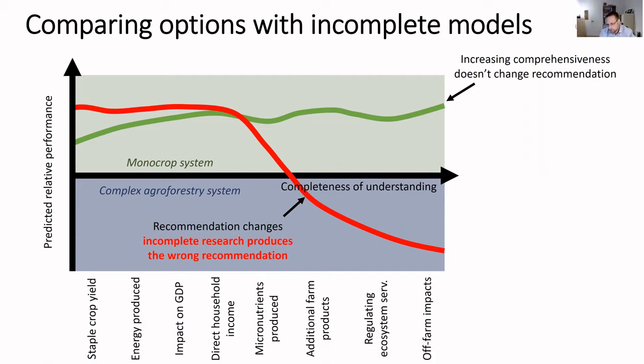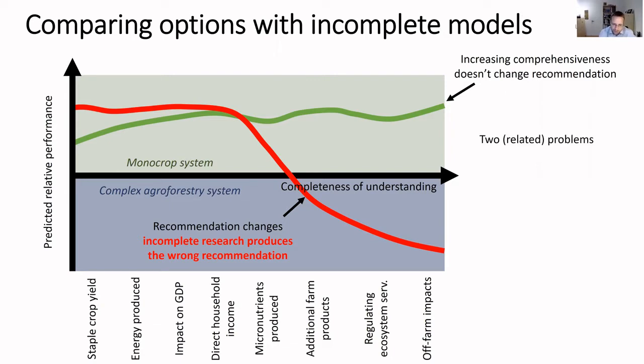And at some point you look at off-farm impacts. How does it impact the rest of the landscape? The more you learn about it and the more complex your study actually gets, the more likely this recommendation is to shift in favor of the agroforestry system.